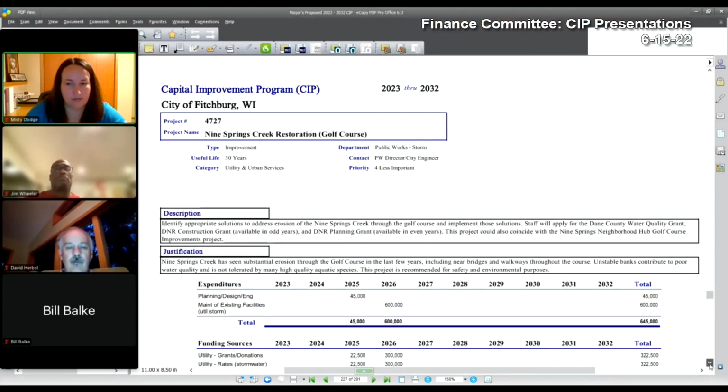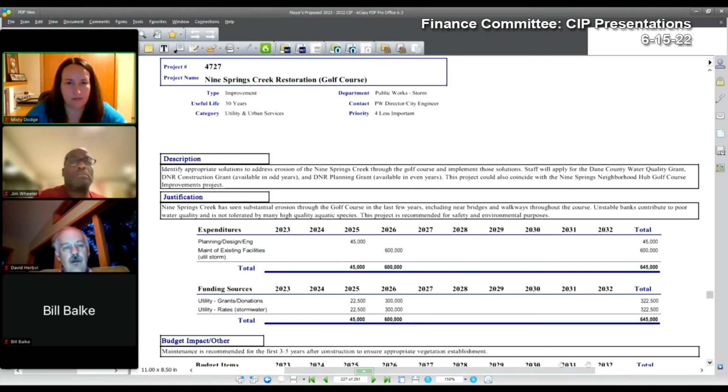4727, the Nine Springs Creek restoration. The project has no revisions to it from prior CIP.